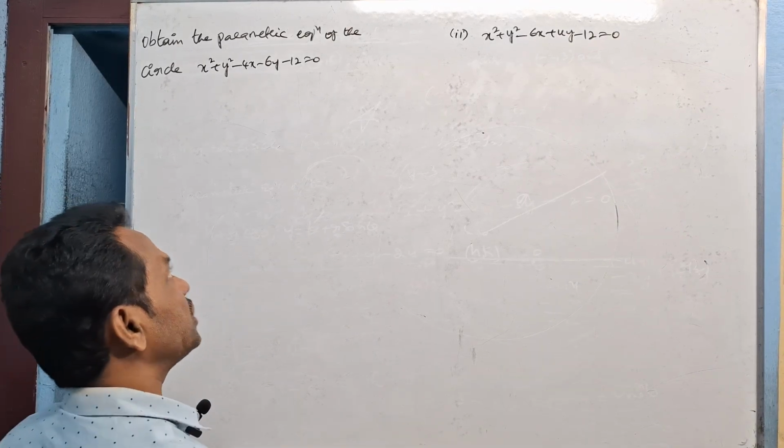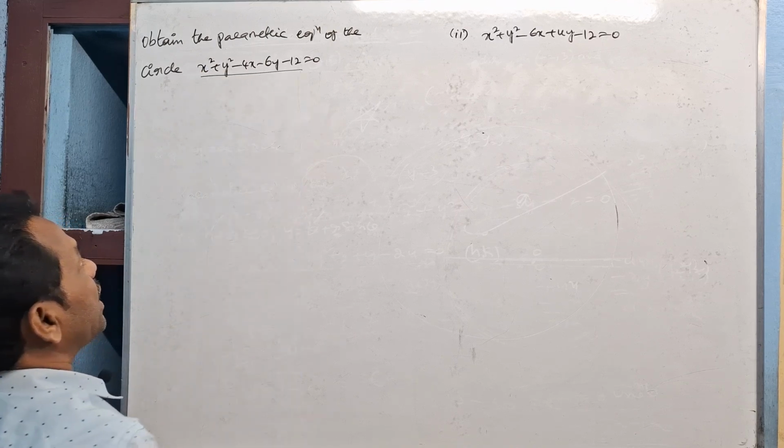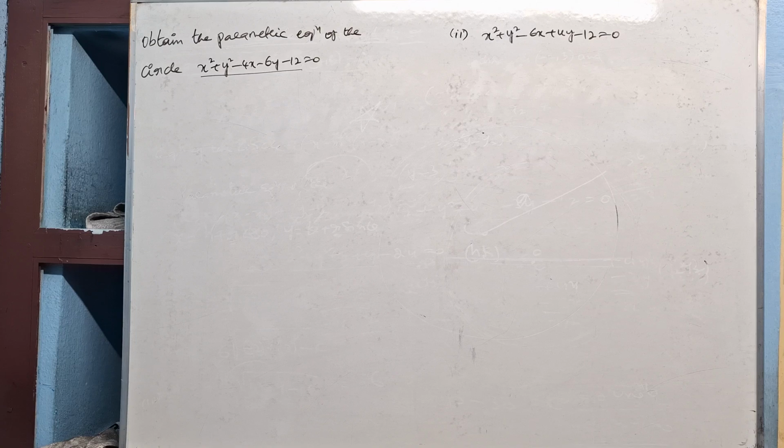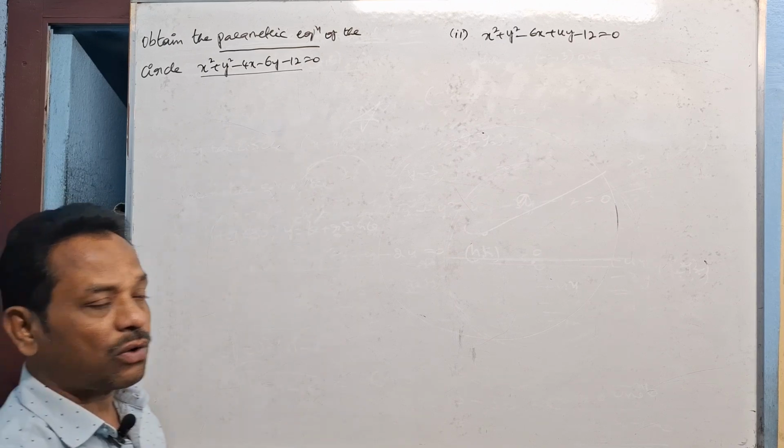Bacho, in this question it is given that the equation of the circle is x square plus y square minus 4x minus 6y minus 12 equals 0. We need to find the parametric equations of this circle. Bacho, make a note of this.